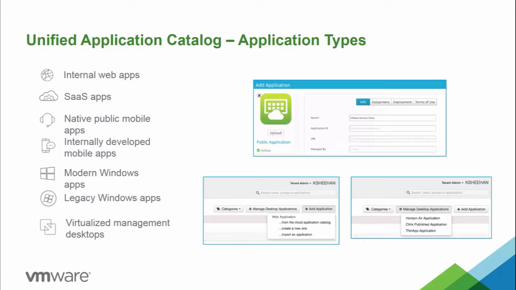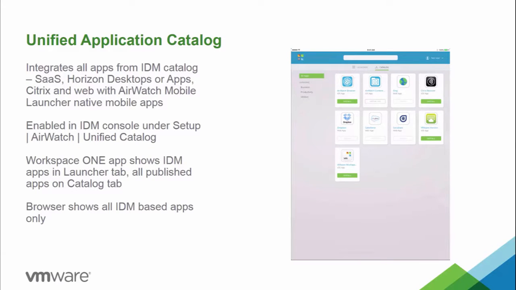So from within that app catalog, the user will have access to any and all of those different types of applications, as well as any virtual desktops if, again, Horizon View is configured within the workspace environment, to where whatever they're entitled to by policies, they will have access to all that within this application catalog. The Unified App Catalog integrates all apps from the Identity Manager or IDM catalog.